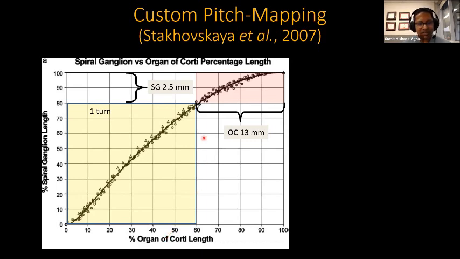The other thing I want to point out here is that 40% of the organ of Corti maps onto just 20% of the spiral ganglion. So there's a large amount of compression up in the apex, and these are low frequencies.